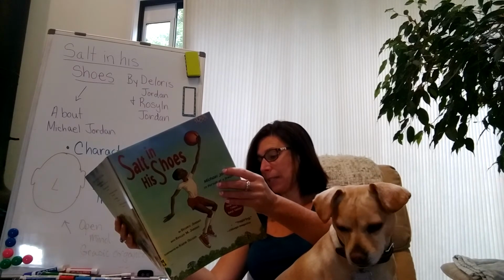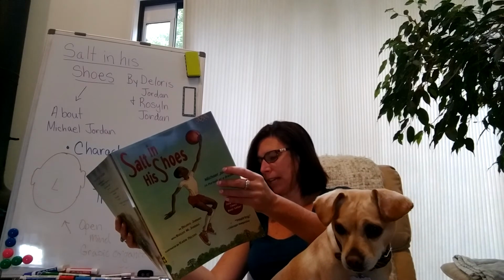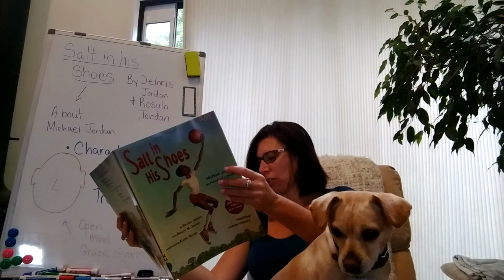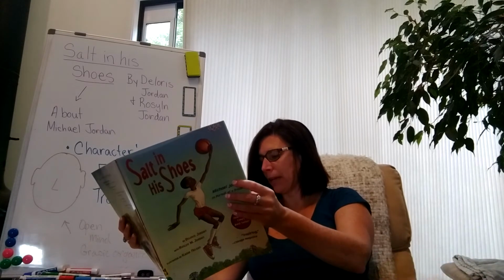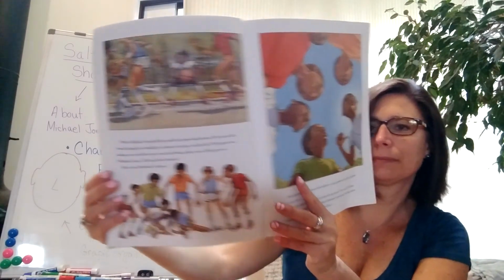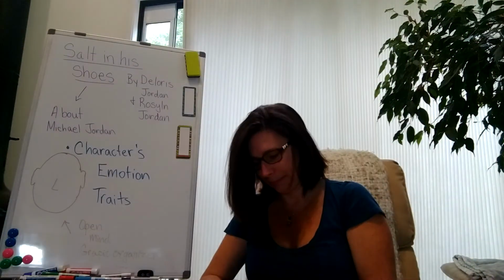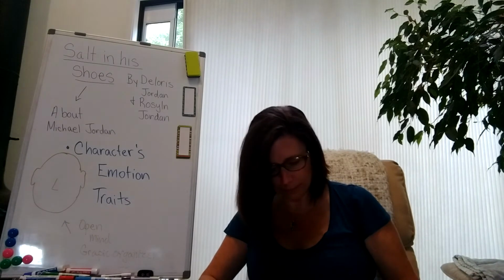"Okay, the game is tied. All we need is 1 point. Who wants to take the shot?" Ronnie asked. He looked in Michael's direction. Feeling more confident than ever, Michael said, "I'll do it." When the whistle blew and the game began again, Mark began to pick on Michael as usual.